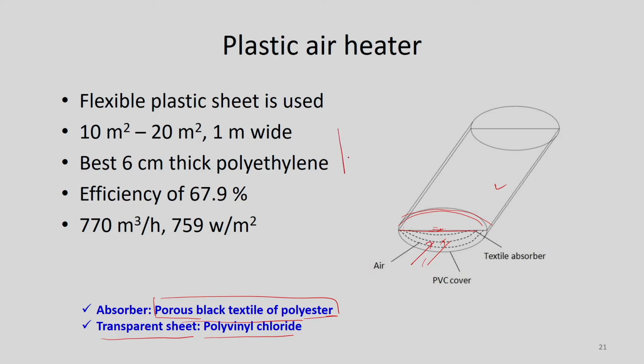As per research findings, its area varies from 10 meter square to 20 meter square, and the width is 1 meter. Okay. This is 1 meter, and an area of a maximum of about 20 meter square can be fabricated, and the base thickness is found to be 6 centimeter. So, if we maintain 6 centimeter, then the best efficiency is achieved, and efficiency is reported to be 67.9% at a volume flow rate of 770 meter cube per hour and a solar insolation of 759 watt per meter square.